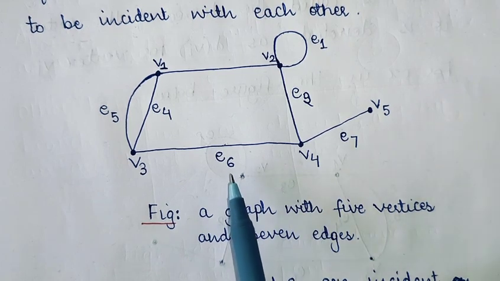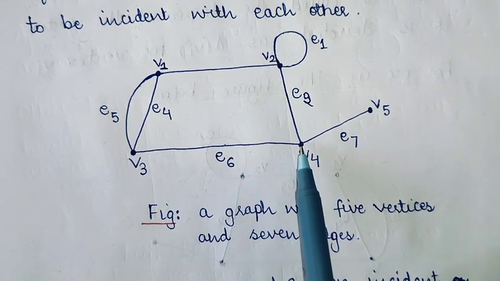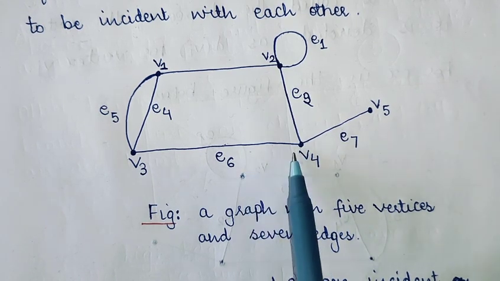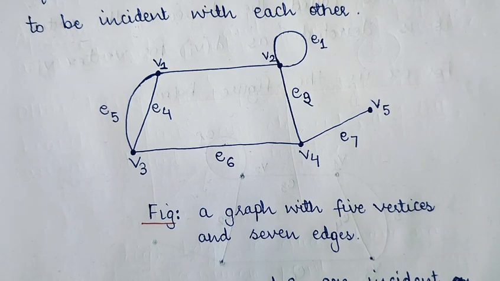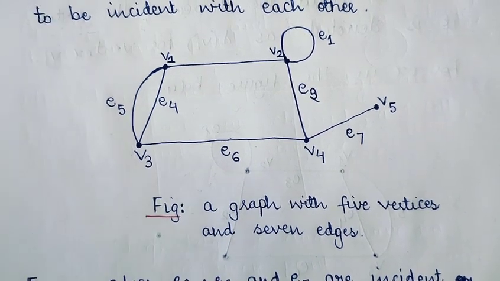Similarly, V4 is an end vertex of E6. So, I can say that V4 and E6 are incident with each other. So, this is the concept of incidence.